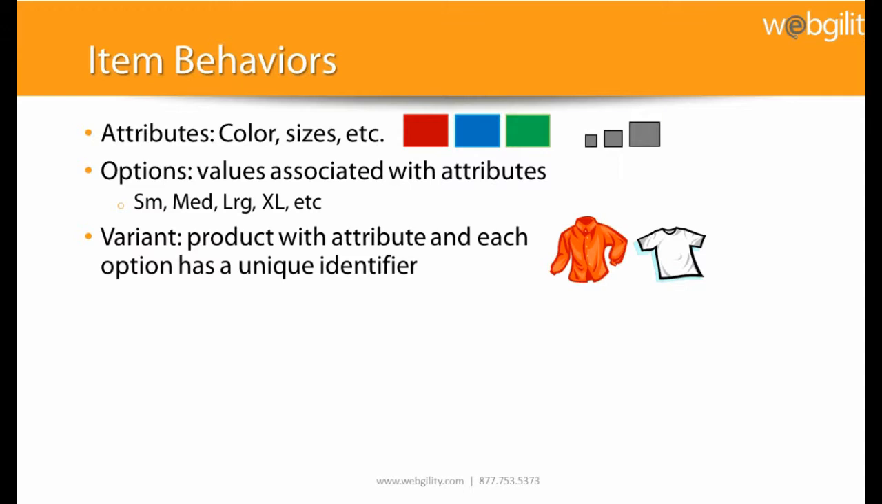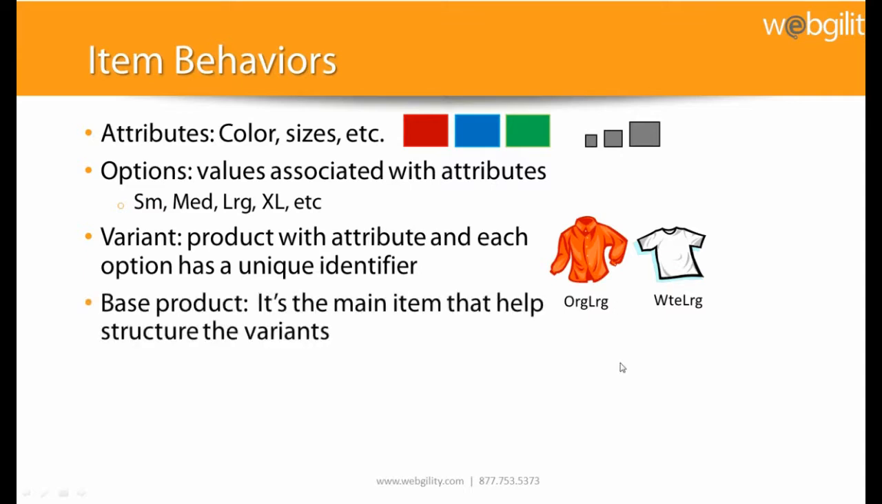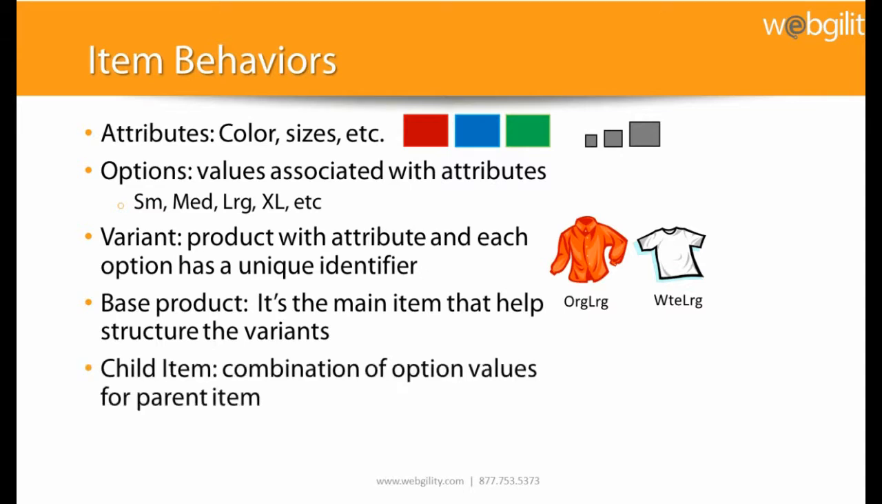A variant product has attributes for each option, and each option has a unique identifier, just like we've got these two t-shirts here. Each shirt is a simple product in and of itself. The next thing we have is the base product. The base product is what you see. It's the cosmetic product. When a customer goes to purchase a product, they're really purchasing the option or the variant. The base product is just for show.